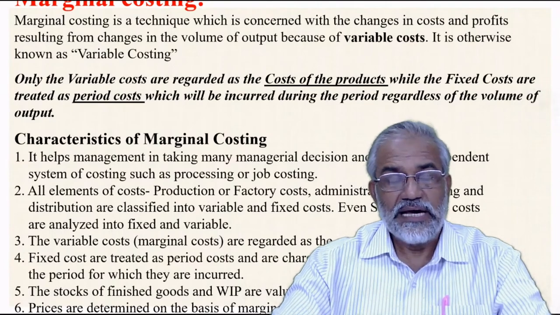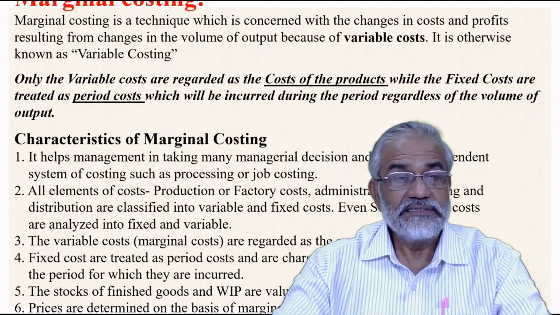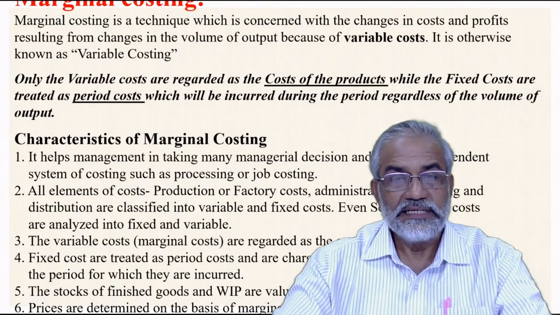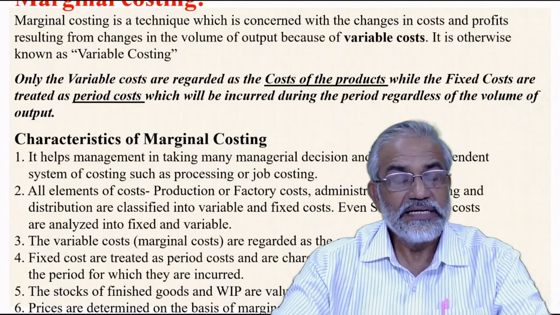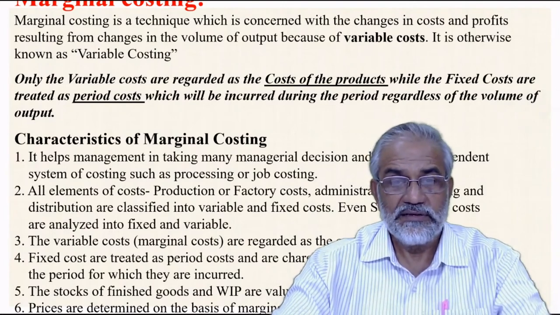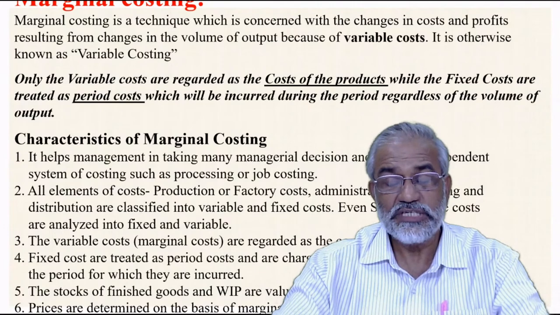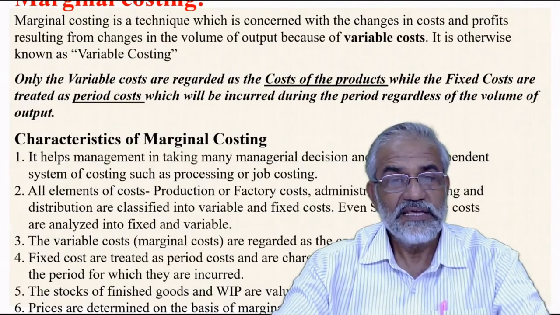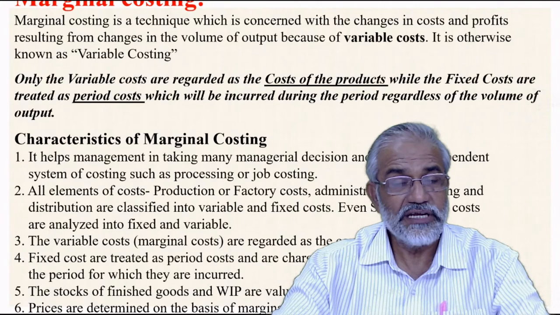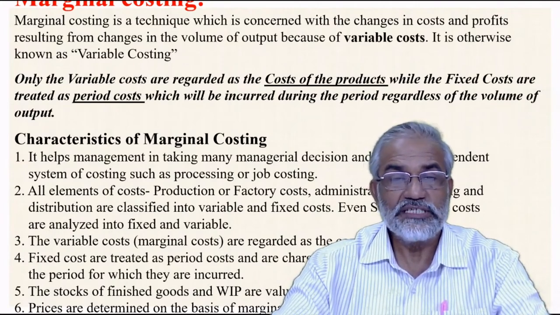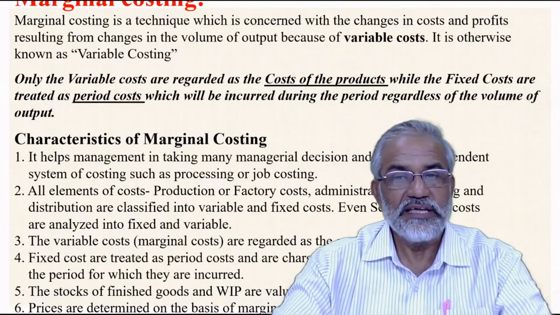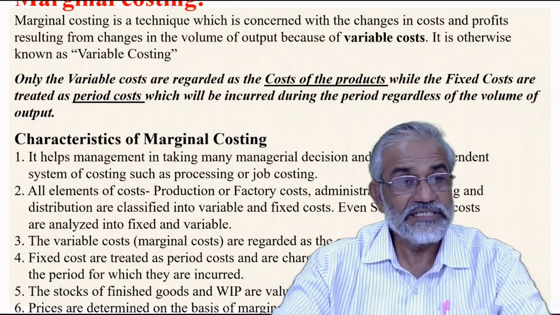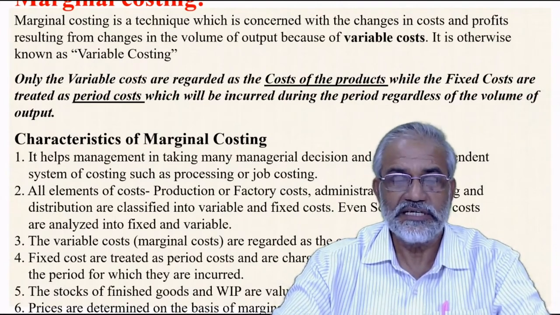The characteristics of marginal costing: the first characteristic is, it helps management in taking many managerial decisions, and it is not an independent system of costing such as process costing or job costing. In case of process costing and job costing, what happens? There is a particular method of costing. They are having a particular process under which the cost of production is being determined. But this marginal costing is not a system of costing or a method of costing.